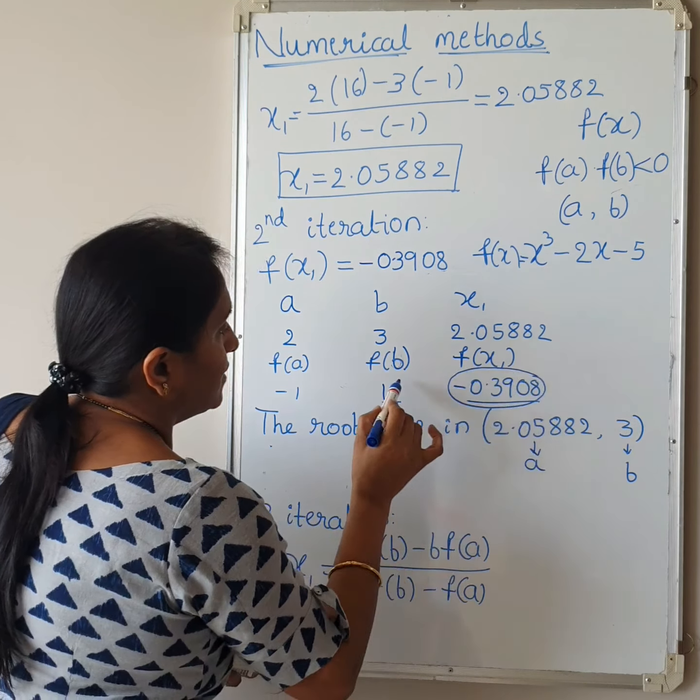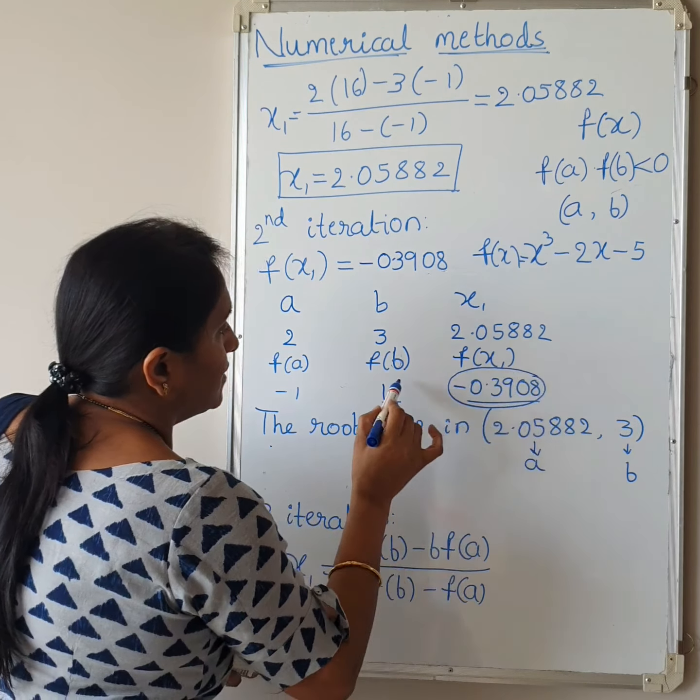Let us take the third iteration. For that, you have to find out f of x2. This is the third iteration. f of x2, that is, substitute this in the given equation: 2.0813 cube minus 2 into 2.0813 minus 5. Calculate this. Its answer is minus 0.1473. Now it is f of x2.